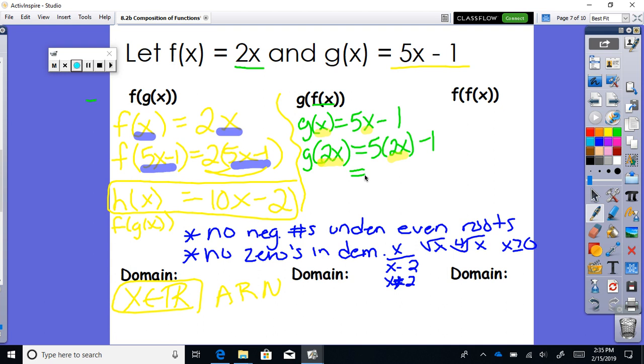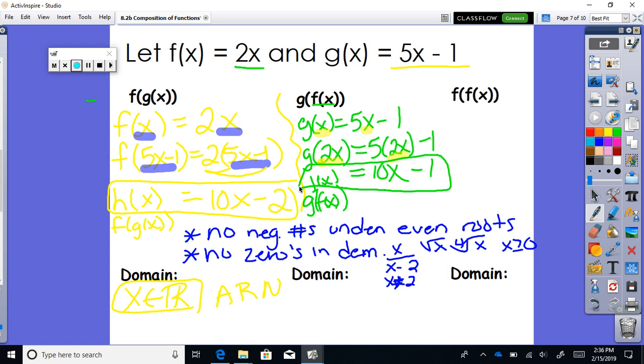And then I simplify that by taking 5 times 2x, which is 10x. And then it's still minus 1. We're not distributing it anymore. It's just 5 times 2x. And now this is a completely new function. I called the last one h. Let's call this one j of x. This is g composed with f of x. It's a new function now, a different function.